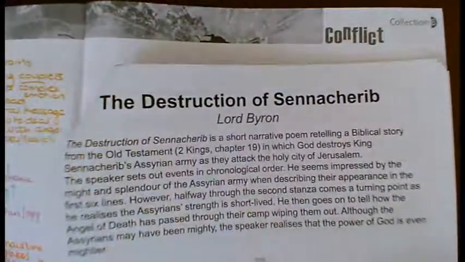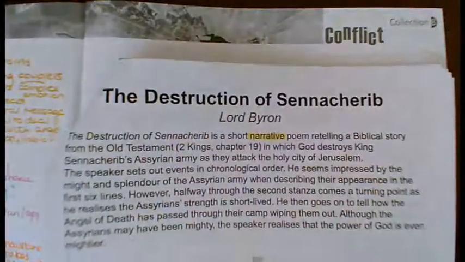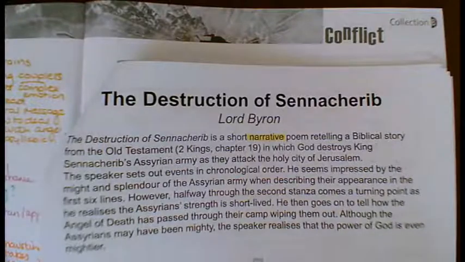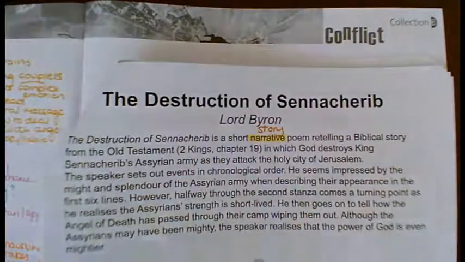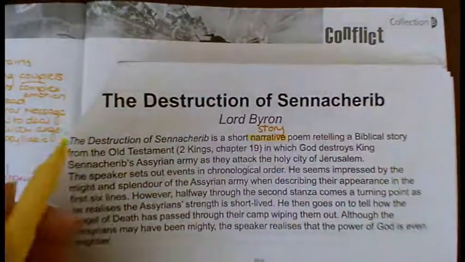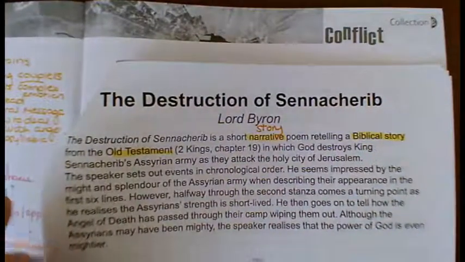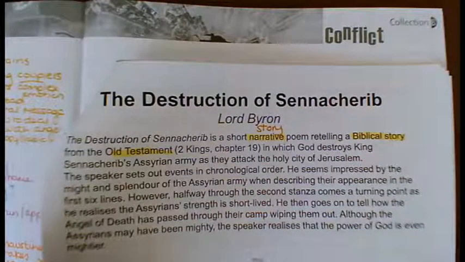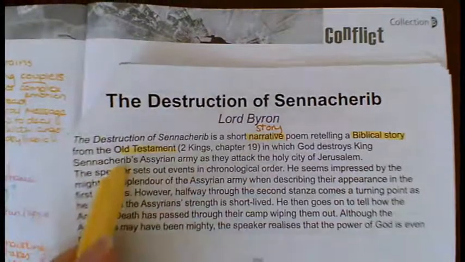The Destruction of Sennacherib. It's a short narrative poem, so narrative being the form of the poem, so the style, narrative being storytelling. Okay, so essentially this poem is a story. It's a retelling of a biblical story from the Old Testament, in which God destroys King Sennacherib's Assyrian army as they attack the holy city of Jerusalem. So we've got the topic here. So this entire poem is based around a story that's in the Bible. God is destroying King Sennacherib's Assyrian army.